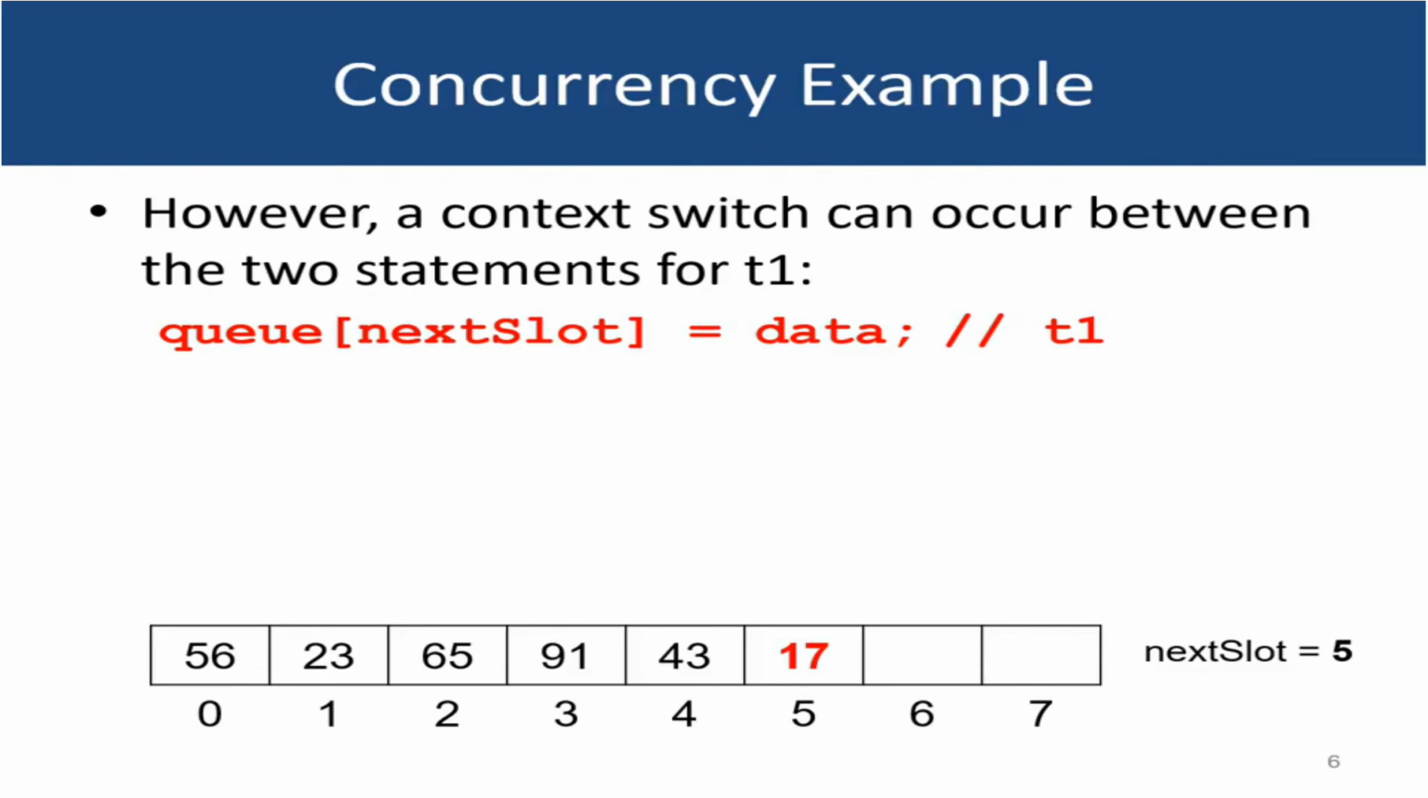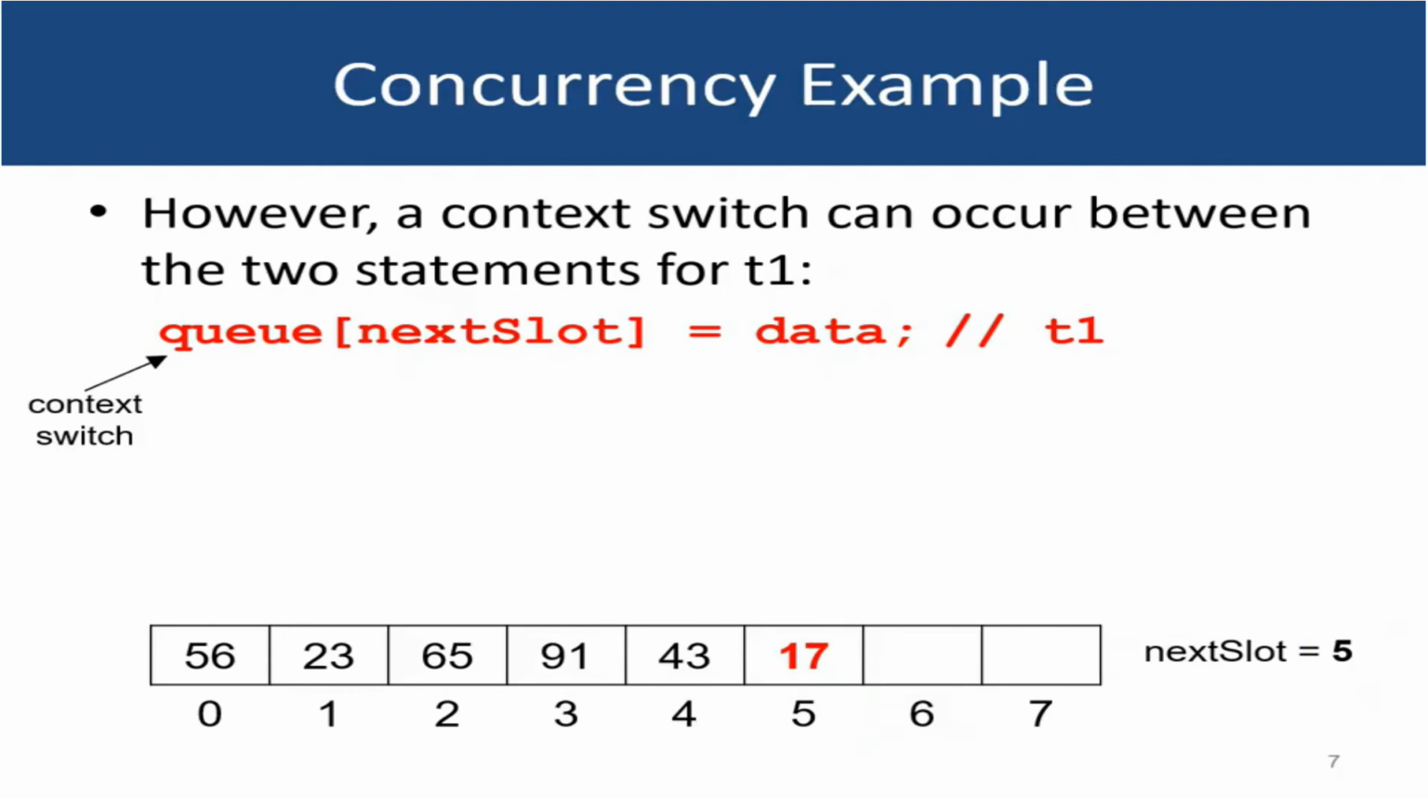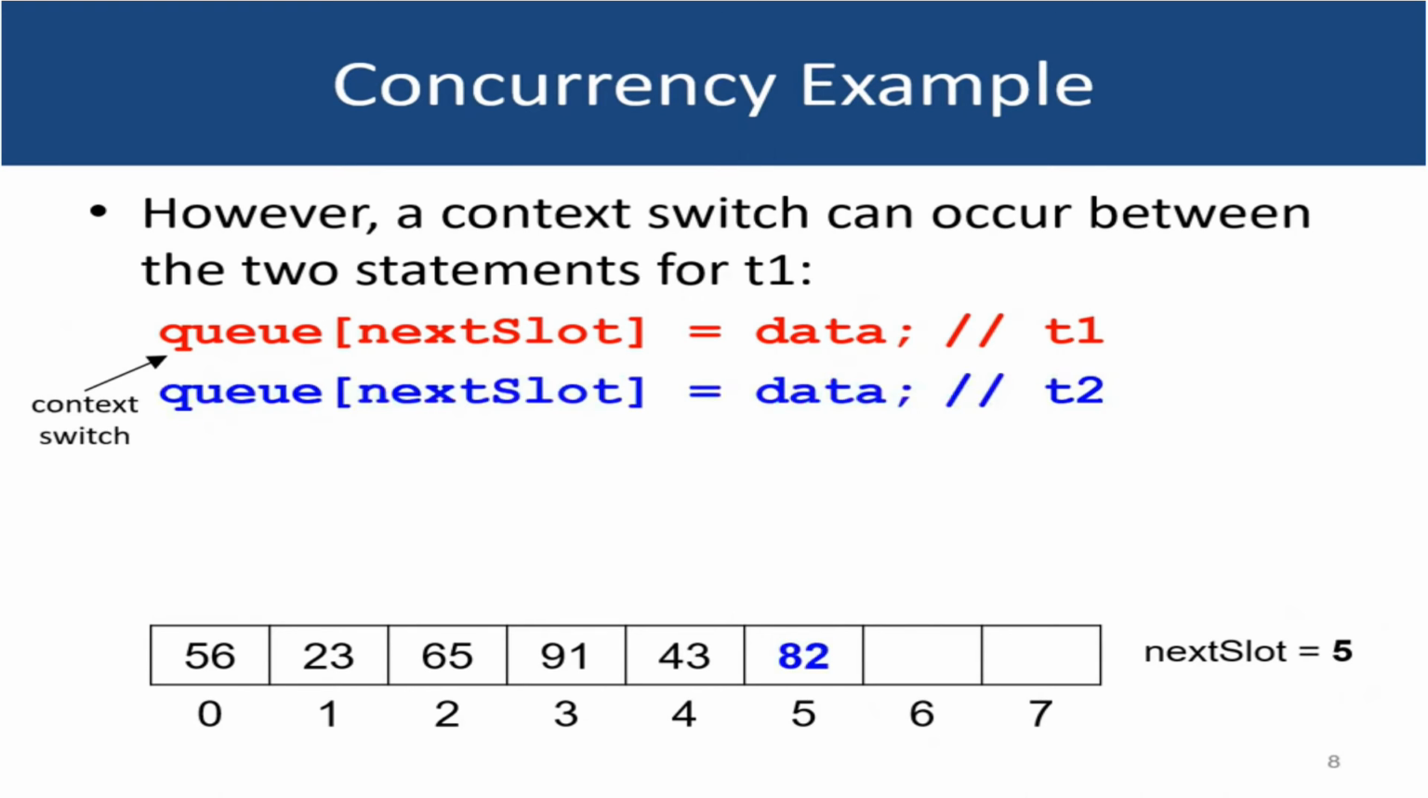So recall, initially the value of next slot was 5. Now T1 gets to execute its first instruction, which is queue[next slot] equal to data. So this will copy T1's data 17 at position 5. Now even before thread T1 has had an opportunity to increment the variable next slot by 1 to point to the next available spot 6, there is a context switch. T1 is suspended out of the CPU and T2 comes in. Now T2 also executes both the statements. So T2 executes the first statement, queue[next slot] equal to data. Recall, the data item that T2 is trying to add is 82.